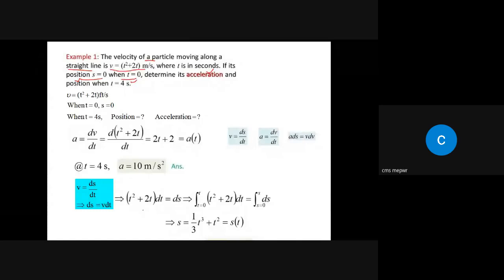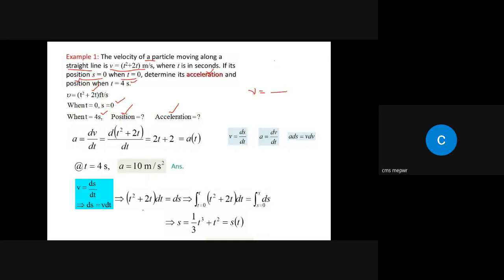Okay, so let's see the given data. When t is equal to 0, s was 0. And what is required? When t is equal to 4 seconds, we need to find out the position and the acceleration. And this is the equation given. So we are given the velocity.